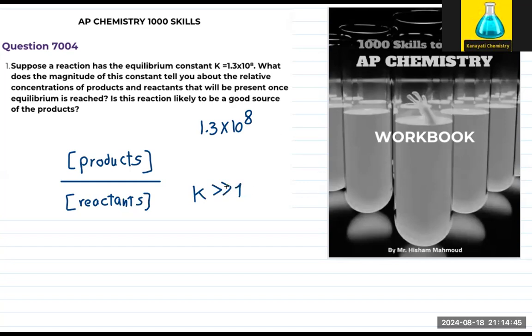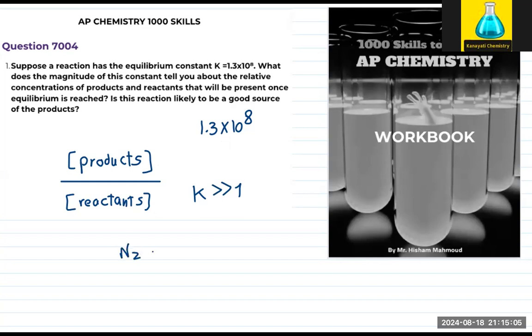There are many zeros here. So this tells us that there are very high concentrations of the products relative to the concentrations of the reactants. So a reaction which has a very large K is a very good source of the products.